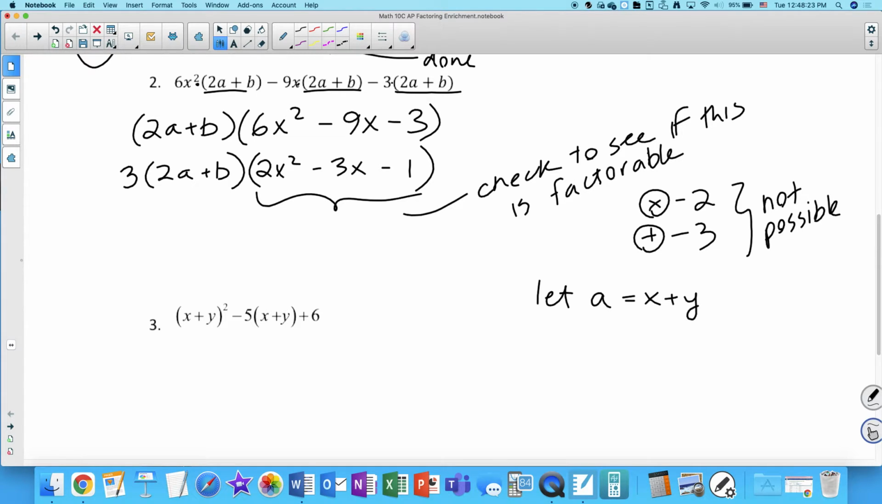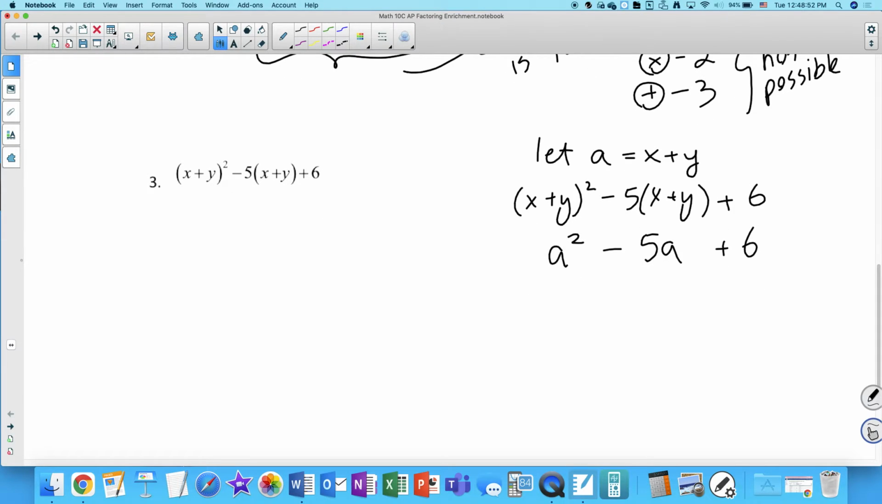Then x plus y squared minus 5 times x plus y plus 6. If I replace x plus y with a, what would this become? A squared, yes. And then minus 5a, and then plus 6. That is a trinomial of the form ax squared plus bx plus c.